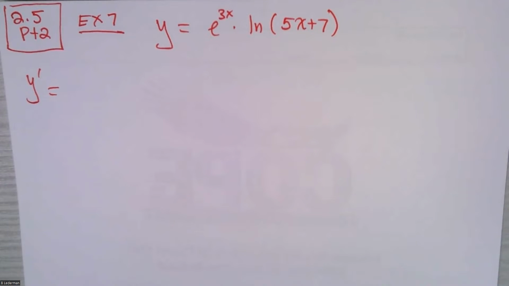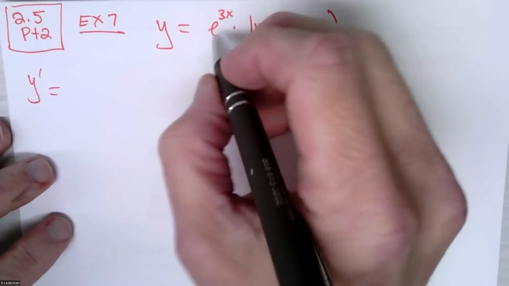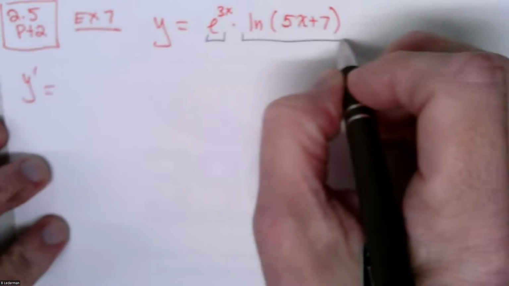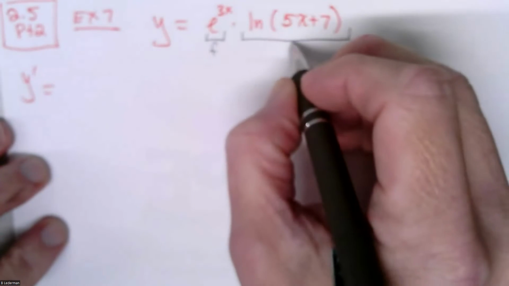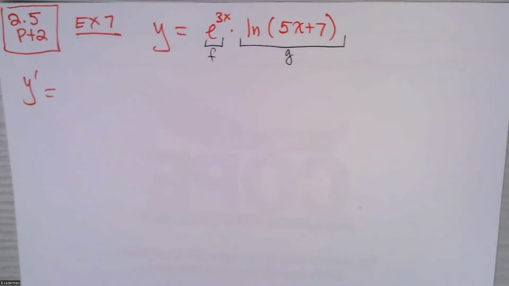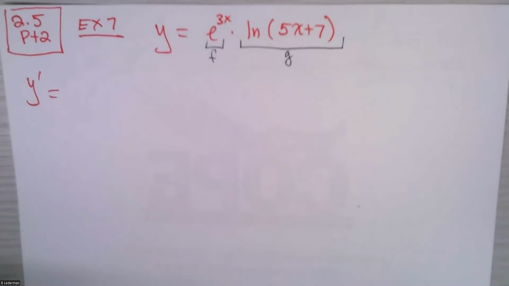For example, the problem in front of us, we basically have a product. We're multiplying this function here times that function there. So that's my f and that's my g. I'm going to do the product rule, but within the product rule, I'm going to have some chain rule.